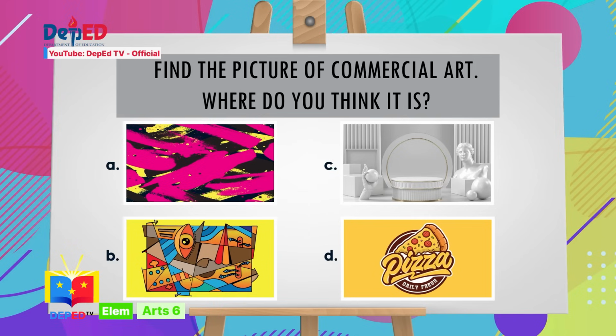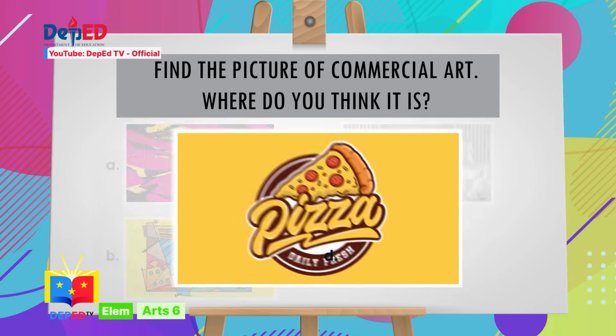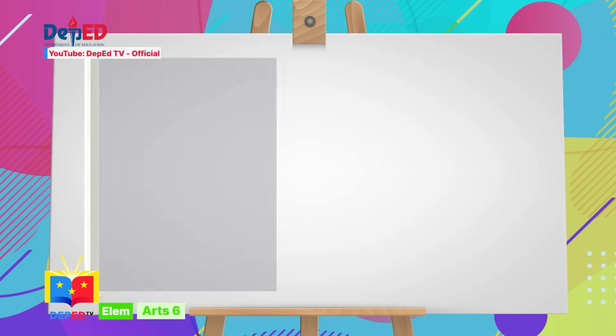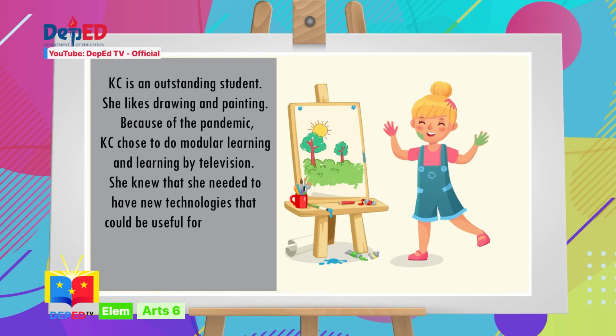Time is up! If your answer is letter D, you are correct. Picture number 4. Here is a picture of Casey. Casey is an outstanding student. She likes drawing and painting.